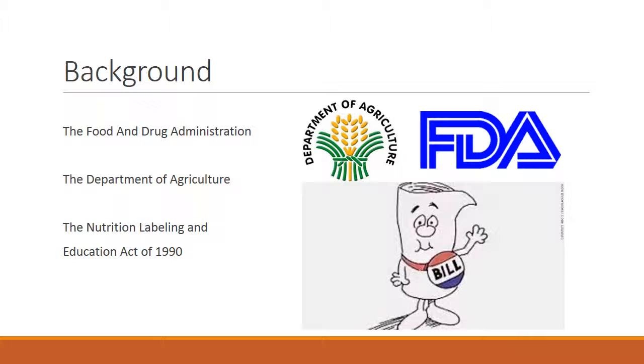In the year 1990, the Nutrition Labeling and Education Act went into effect. This provides the FDA with specific authority to require nutrition labeling of most foods regulated by the agency. It also requires that all nutrient content claims, such as high fiber or low fat, and other health claims be consistent with agency regulations.